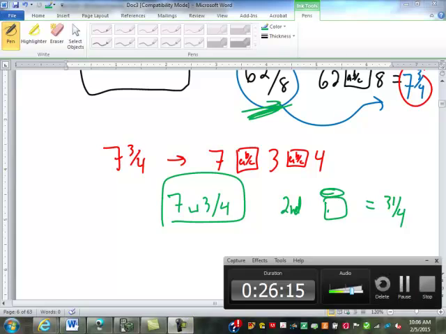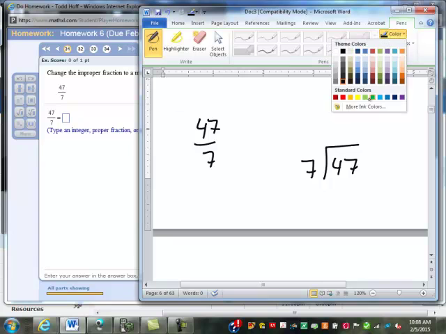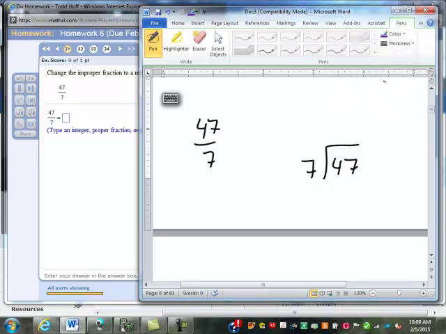Suppose we see one like this, 47/7. I showed you how to use the calculator for it, but let's go through a long way of doing it. If you were to divide that out on a calculator, 47 divided by 7 is going to give you something like 6.7142857 approximately. But the decimal doesn't do any good.